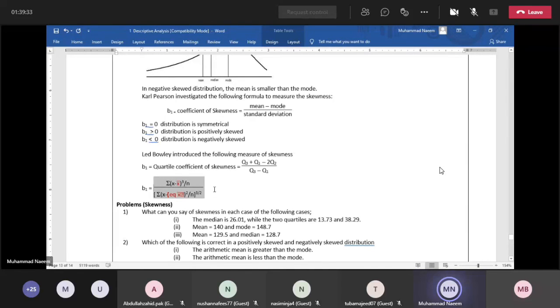I will state these alternative formulas in this text. This will be just a construction of a table. We need x minus x bar, and then its power 3, and also its power 2. Then putting all this in the formula, we can get our value, denoted by b1. Again, we will decide whether this value is 0, greater than 0, or less than 0. On this basis, we can decide that the distribution is symmetrical, positively skewed or negatively skewed. We will discuss next time, and that will be the end of this topic, descriptive statistics.